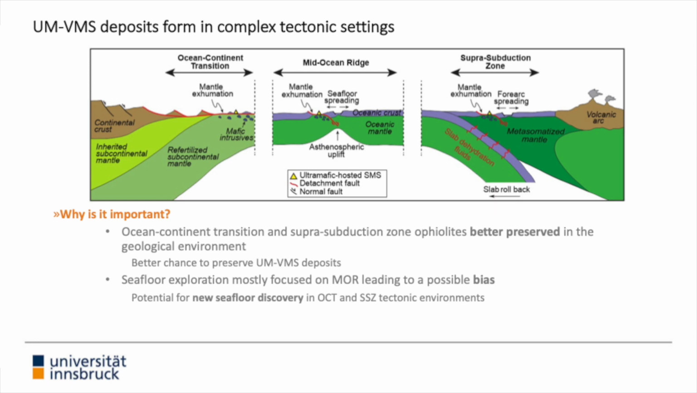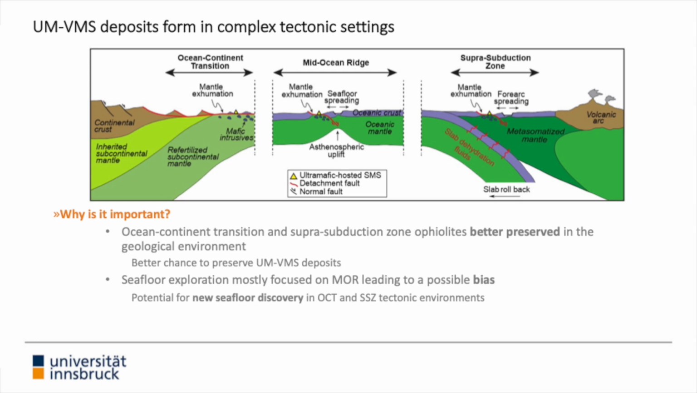And so why is that important? Well, first, because ocean continent transition and suprasubduction zone environments are better preserved in the geological record. It's much easier to obduct this type of crust than a mid-oceanic ridge. And so we have a better chance to preserve the ultramafic VMS deposits in the geological record.